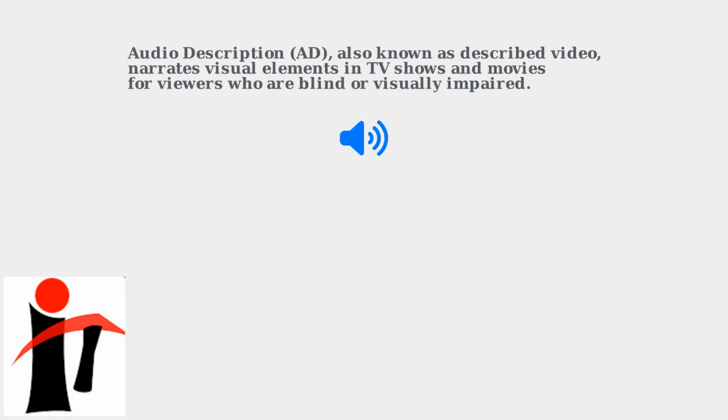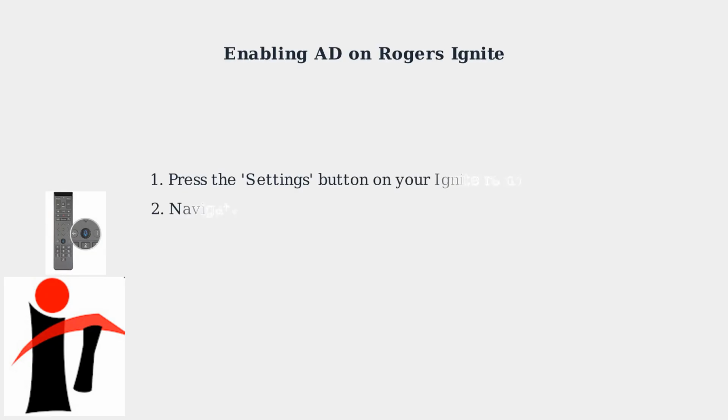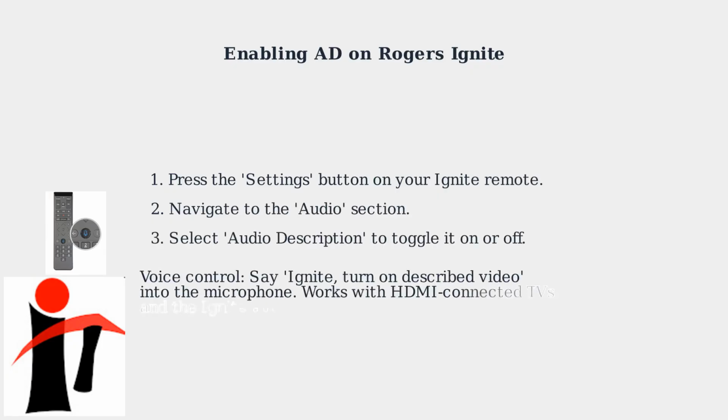Audio description, AD, also known as described video, narrates visual elements in TV shows and movies for viewers who are blind or visually impaired. This secondary audio track provides concise narration during pauses in dialogue, describing actions, characters' appearances, settings, and on-screen text.